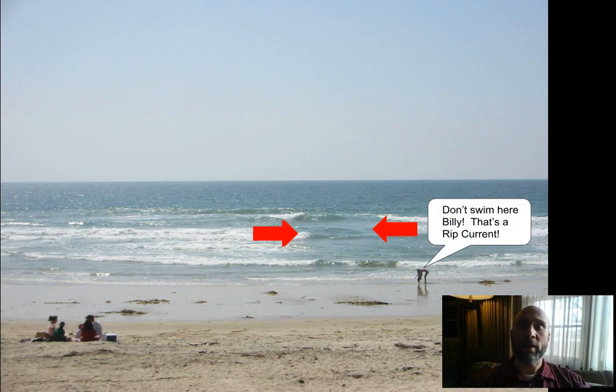Now, if you do get stuck in one, there's a surefire way to save yourself, and that's to swim parallel to the shore. If you're getting pulled out, don't try to swim back to shore. Swim sideways, swim parallel, because then that'll get you out of the rip current, and then you'll be able to safely make it back to shore. So a little bit of helpful beach safety information for you.